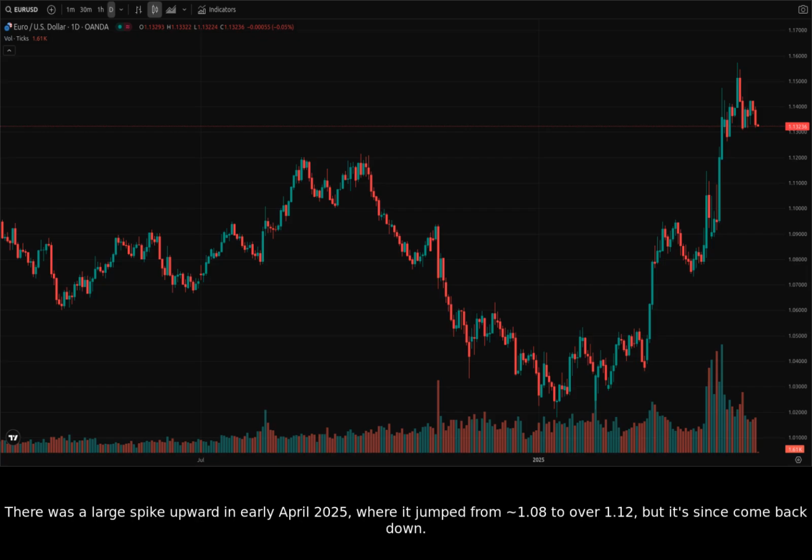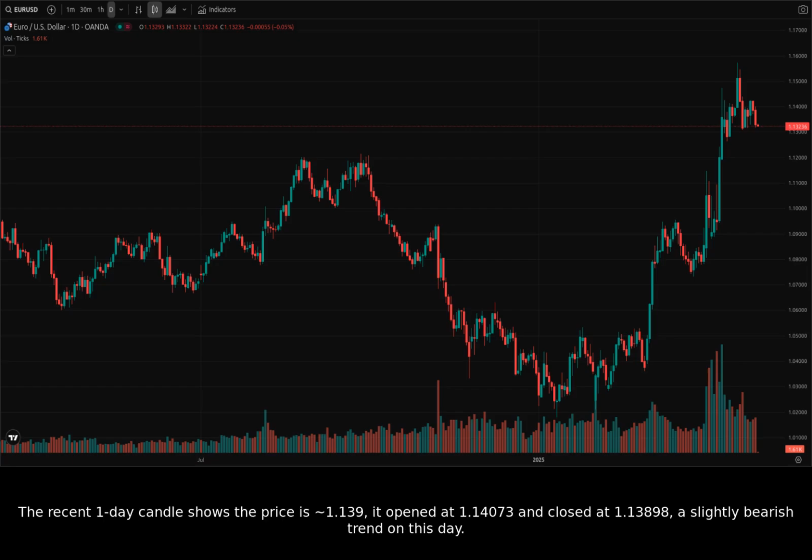There was a large spike upward in early April 2025, where it jumped from 1.08 to over 1.12, but it's since come back down. The recent one-day candle shows the price is 1.139. It opened at 1.14073 and closed at 1.13898, a slightly bearish trend on this day.